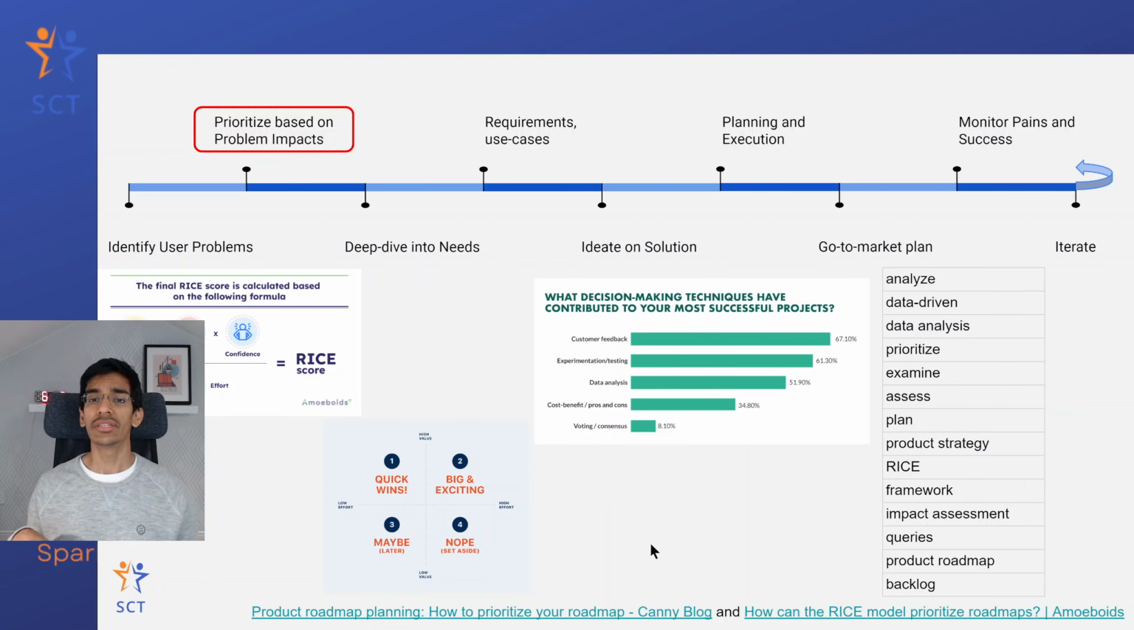Here are some keywords that you can think of to emphasize your skills in prioritizing in your experiences. Did you change the product strategy or roadmap or backlog? Did you prioritize? Did you analyze something? Did you make data driven decisions? All of those come towards this.